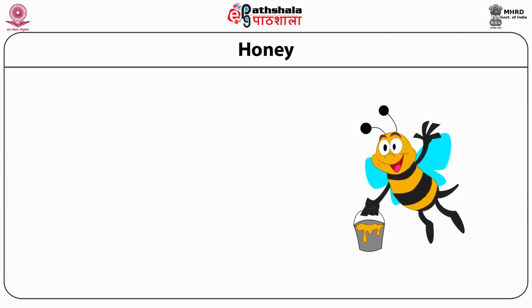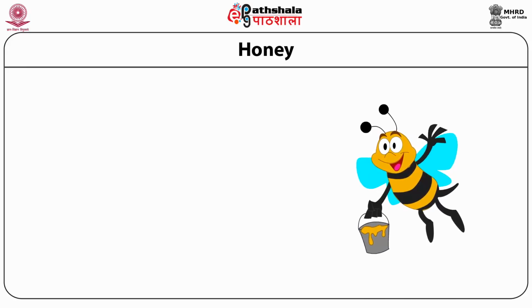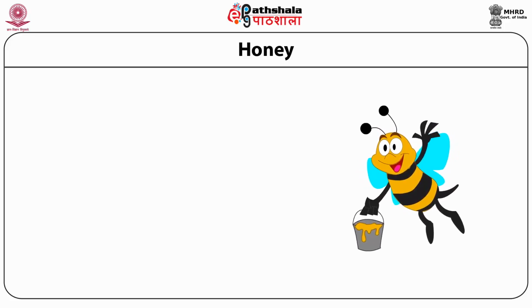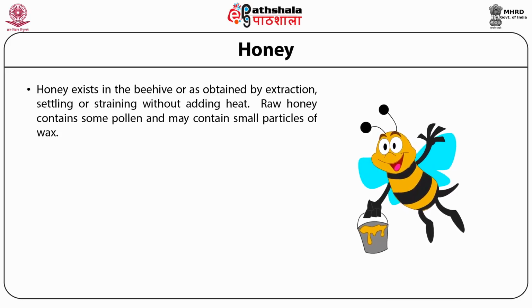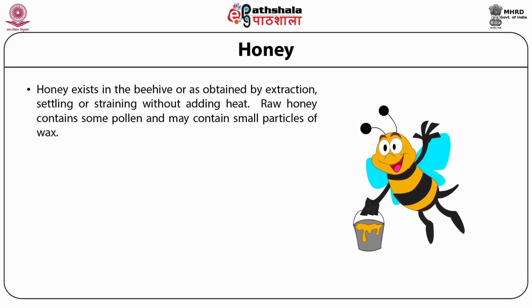Dear students, as I said, honey is the most likely type of liquid sugar. Let's have a look at the detailed behavior of honey in food science. Honey exists in the beehive or is obtained by extraction, settling or straining without adding heat from the beehives. Raw honey contains some pollen and may contain small particles of wax.